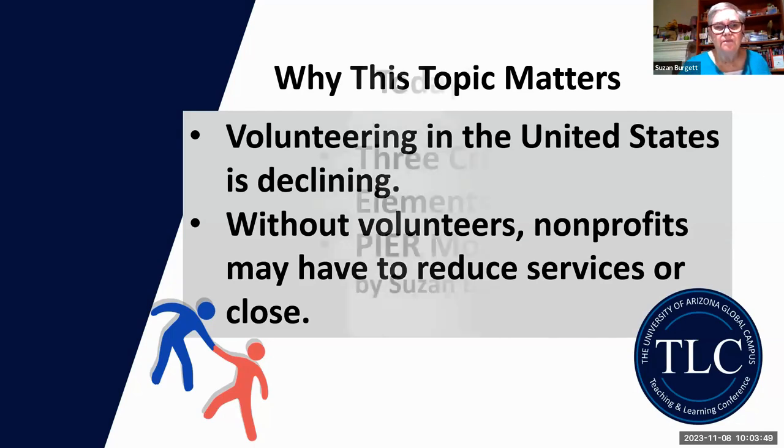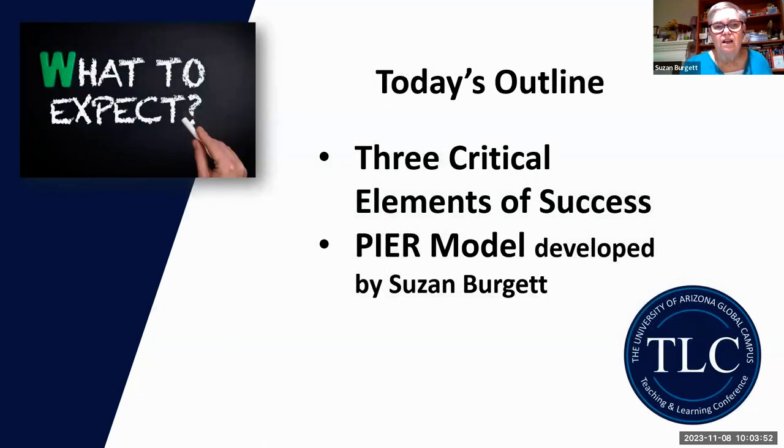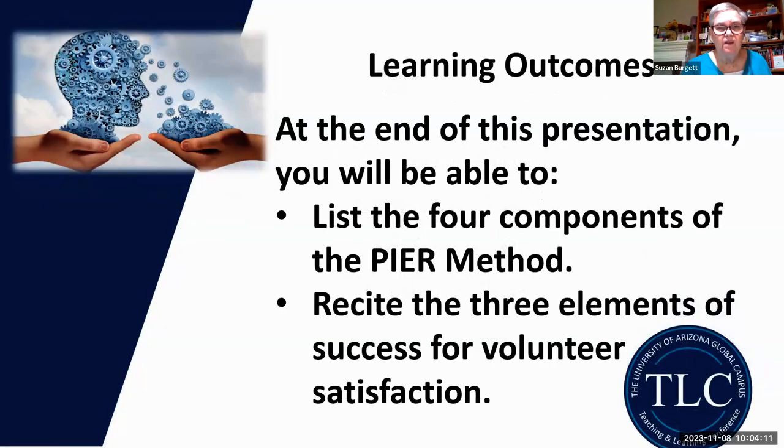Today's outline is we're going to discuss two main things: three critical elements of success, and also the PIER model, and why that is important. The learning outcomes for this presentation are that at the end, you'll be able to list the four components of the PIER method. You'll also be able to recite the three elements of success for volunteer satisfaction.